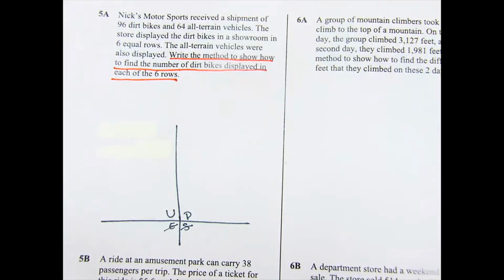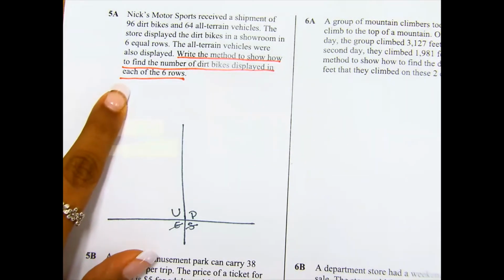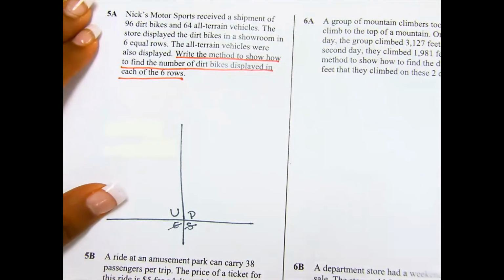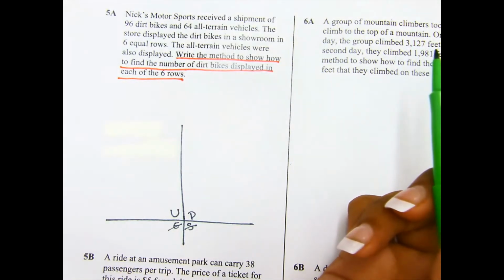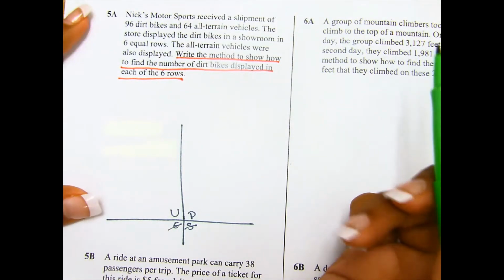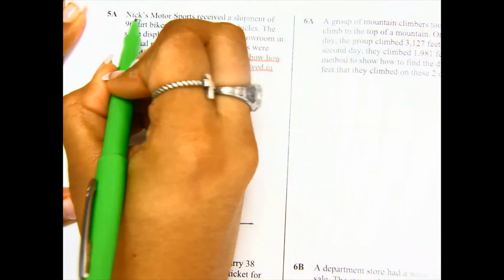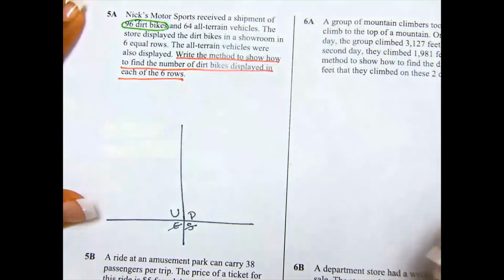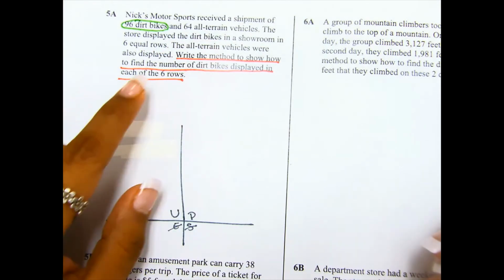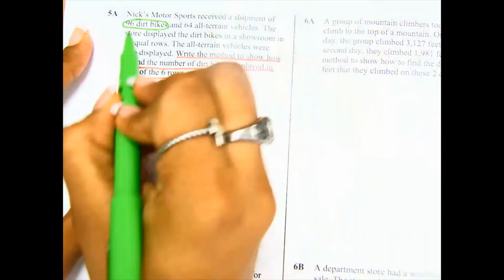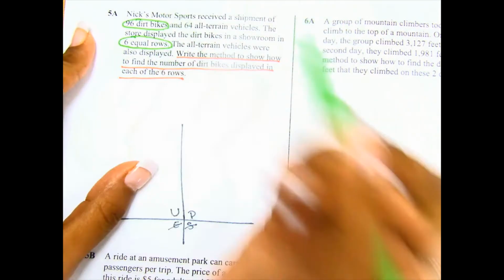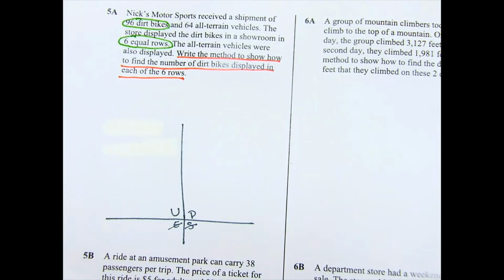And the next part is we're going to circle information that is going to be helpful for us. Information that's going to help us get our problem done. So it says we are going to find the number of dirt bikes displayed in each of the 6 rows. So right now we're only going to look for information about dirt bikes. So it says that it shipped 96 dirt bikes. And this one says 64 all-terrain vehicles. Okay, I don't need to know that right now. So it does say that the store displayed the dirt bikes in a showroom in 6 equal rows.